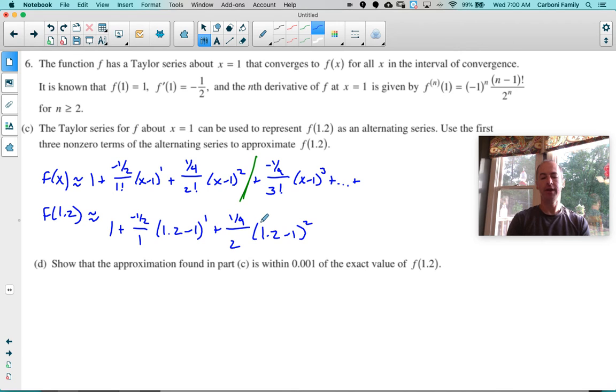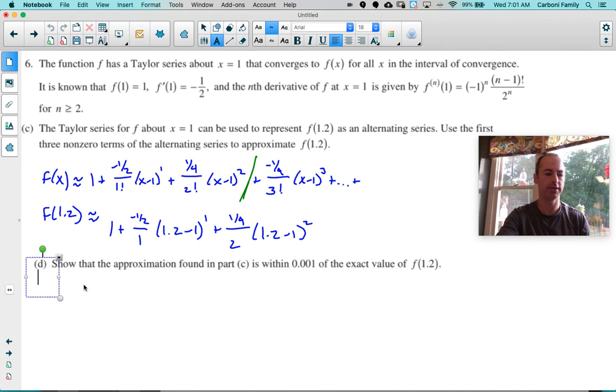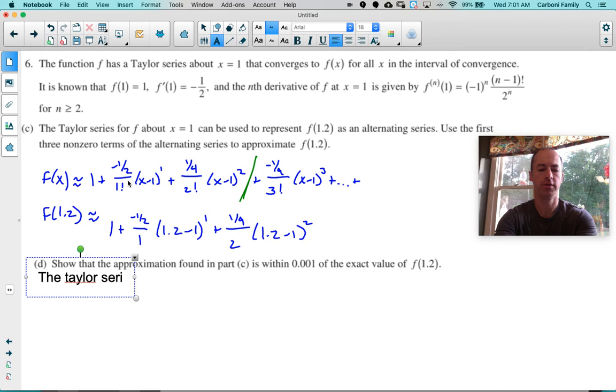But first, sometimes they have these little hoops you have to jump through. And in problems like this, you have to establish the criteria to use that alternating series error test. And so I'm going to write out this long, complicated sentence. And I'm actually going to type it because I can type a heck of a lot faster than I can write. And so the Taylor series, I'm going to quit talking because if I talk and type at the same time, I have a hard time.